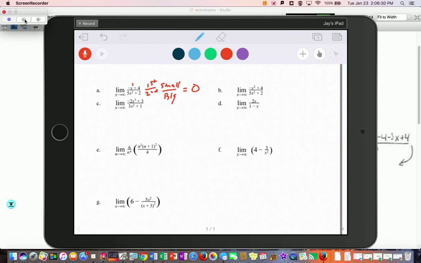The next one, they have the same power. So you have equal degree. Well, then I'm going to take the negative 1, which is the leading coefficient, over the 5. And there's my answer. So what I'd like you to do is try C and D, and then come back and check the answers.